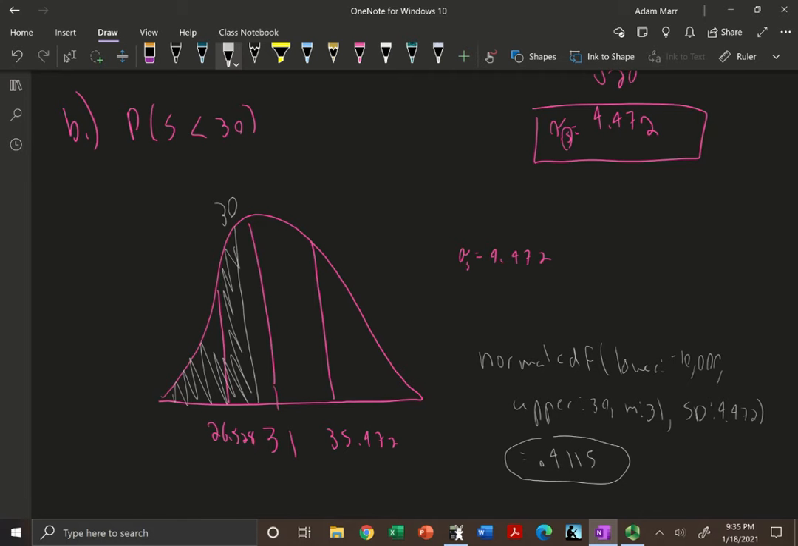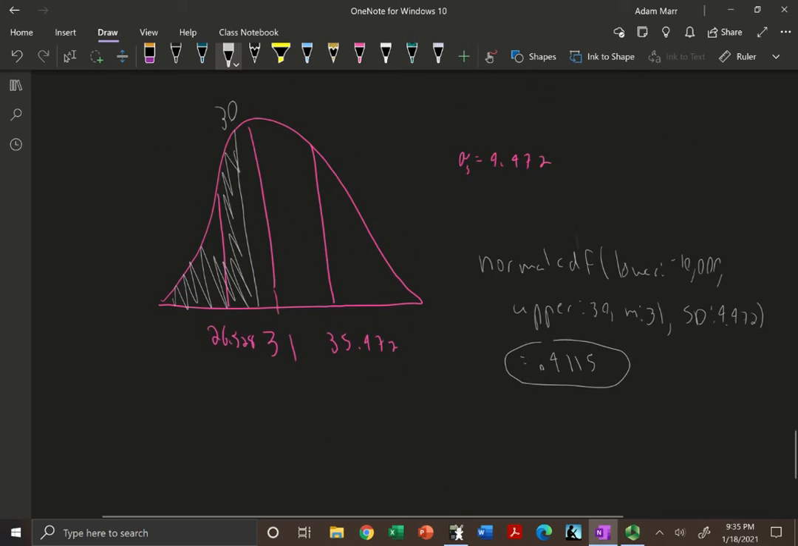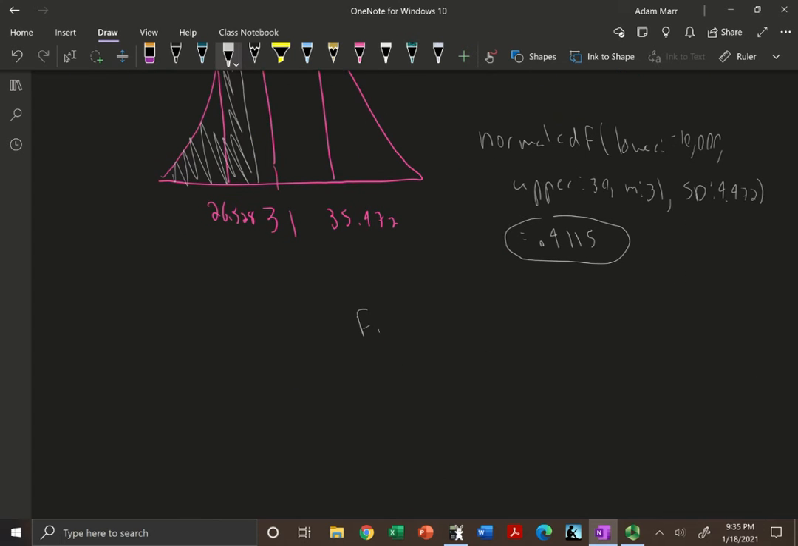Okay, so there is a 0.4115 probability of completing this process in less than 30 seconds for a randomly selected part. If we were to interpret that for a randomly selected part, we don't have to say over many because it's just a probability. So it's a 0.4115 probability of completing the process in less than 30 seconds.